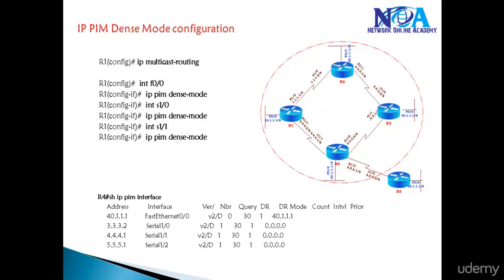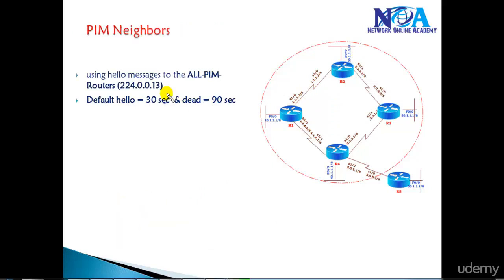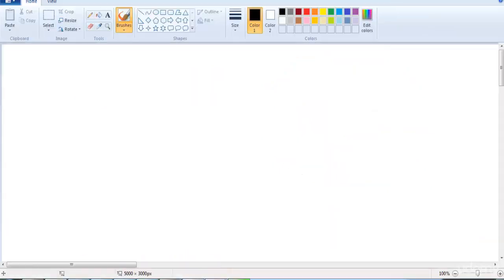Once we configure this command, you will see the neighborship between router 1 and router 2. We can verify with show IP PIM neighbors. They use a special multicast address to listen for their hello messages. It's going to send the hello message to 224.0.0.13, and there are periodic hello messages every 30 seconds, and the default dead timer is 90 seconds. We can verify the PIM neighbors by using the show IP PIM neighbors command. So that's what we are going to verify here. Let's get into the command line to verify the same.